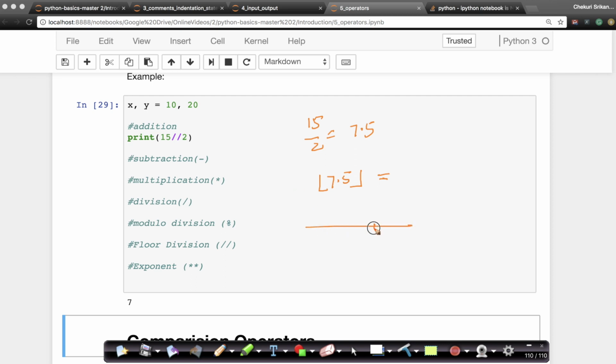So on the number scale, if this is your 7.5, this is your 8, and this is your 7, the closest integer to 7.5 that is less than 7.5 is 7. So you get 7. That's what you got here as an output, right? This is what floor division means.